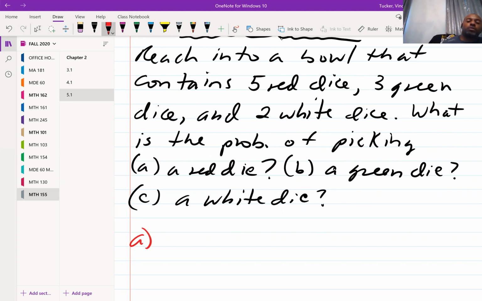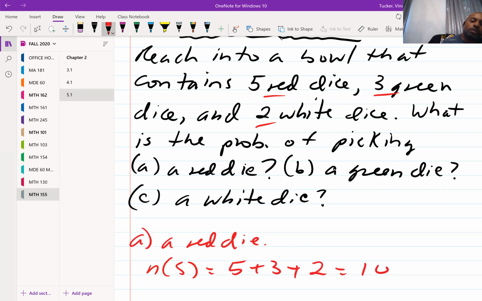All right, so first one, looking at picking a red die. First thing we want to do is establish our sample space. So the number of possible outcomes, we have 5 red dice, 3 green, and 2 white. So that's 10. And if you just need to write it out, 5 plus 3 plus 2 is 10. We have 10 possible outcomes. So that's going to be the bottom number of our sample space.